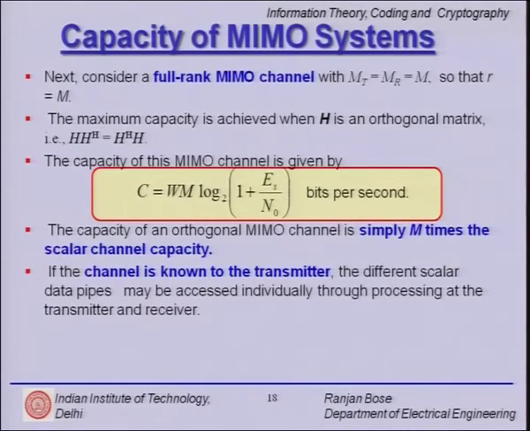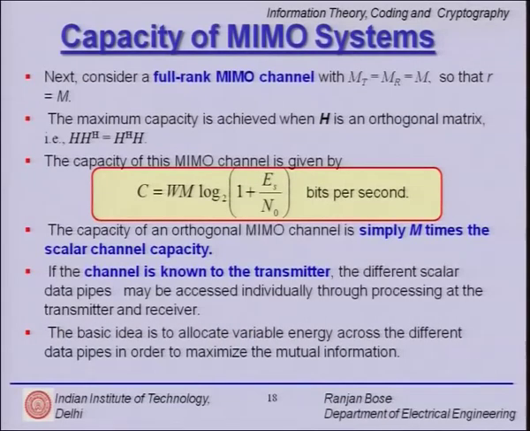Now comes the question, what if the channel is known to the transmitter? The different scalar data pipes may be accessed individually through processing at the transmitter and receiver, all right. So, the basic idea is to allocate variable energy across different data pipes in order to maximize the mutual information. So, let us again have an intuitive understanding first about what we have to do.